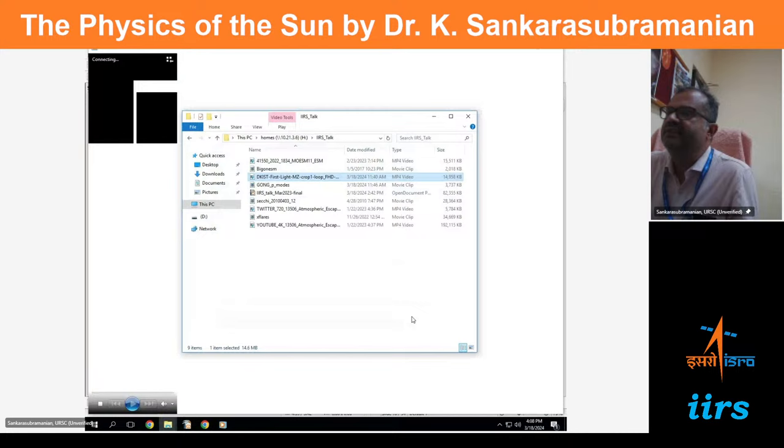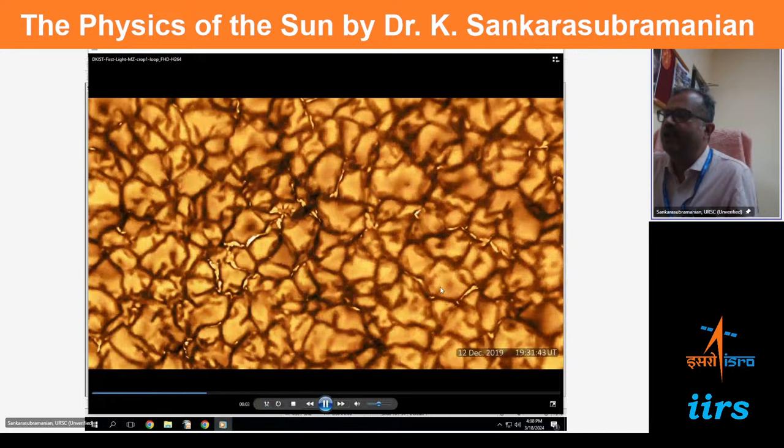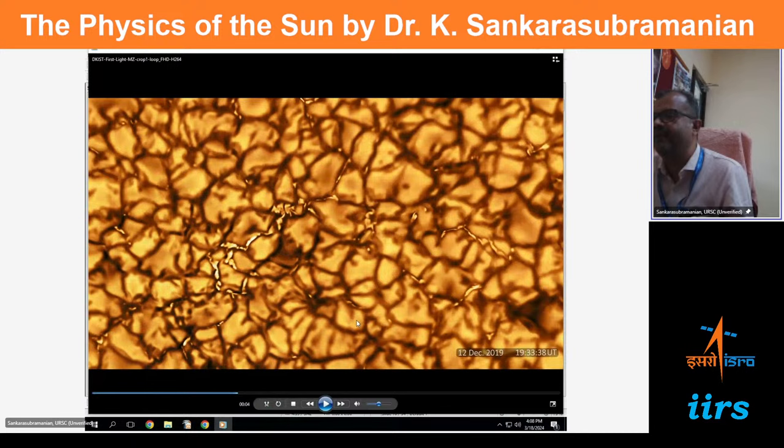Okay, so what you see here is the granular pattern. What you see are the bright regions, the convective cells. That means the energy gets transported from the interior to the surface. And as it reaches the surface, you'll see a bit cooler region surrounding it, and hence it falls back into the surface. That region is surrounded by the bright regions. And if I play the movie, you can see that it just evolves with time.